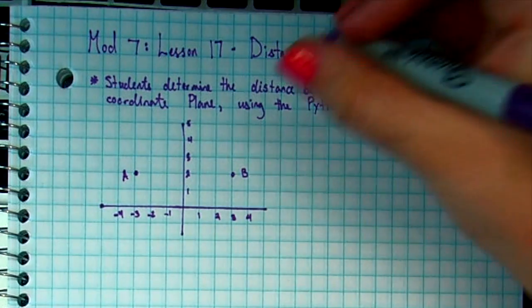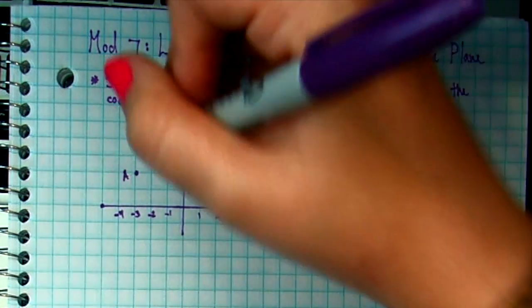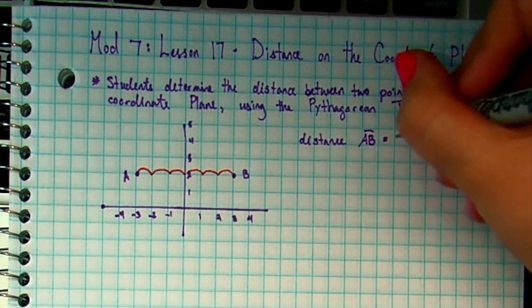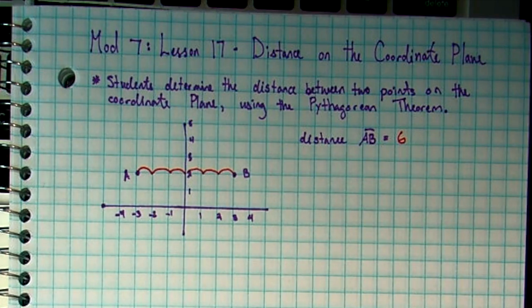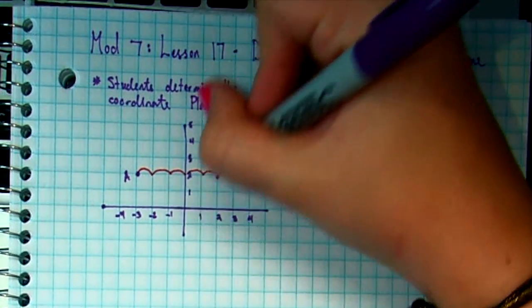The first is negative 3, positive 2. The second is positive 3, positive 2. I label those A and B, and I want to know what is the distance between A and B. So I look at my coordinate grid and count my spaces, and I know I have 6 units between those 2 points, A and B.